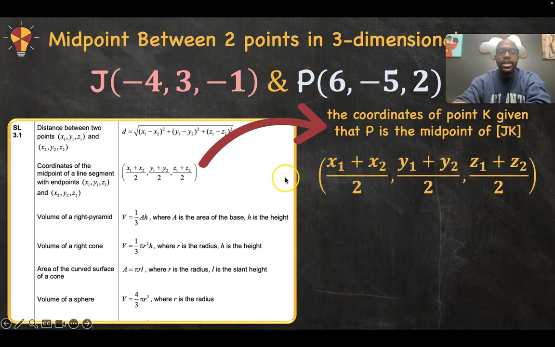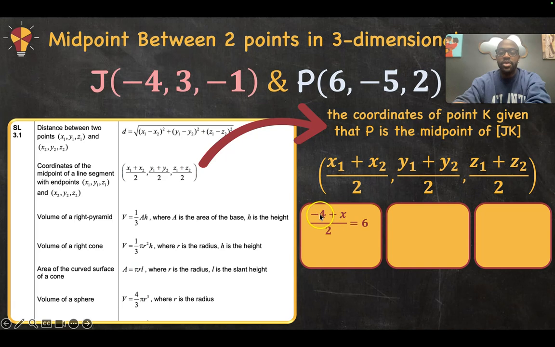So if I know that J is my endpoint, right? So let's look at the x's first. So one of my endpoints is -4 for the x. I know my midpoint is 6 for the x. So what do I know? I know that when I add -4 plus whatever the x value of the other endpoint is, and I divide it by 2, is going to give me 6. So it's going to look like this. So I know -4 plus whatever the other x is divided by 2 is going to give me 6 because this is my midpoint. And once I solve for that, I should get 16. So that means the x value of my other endpoint is 16.